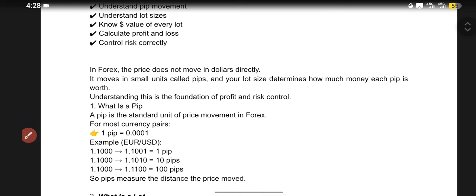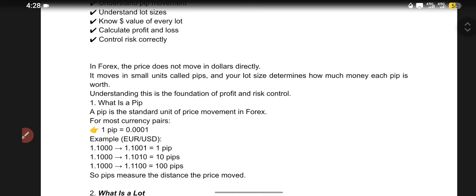In Forex, the price doesn't move in dollars directly. It moves in small units called pips, and your lot size determines how much money each pip is worth. Understanding this is the foundation of profit and risk control. Now, what is a pip?